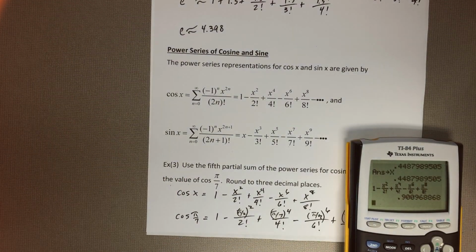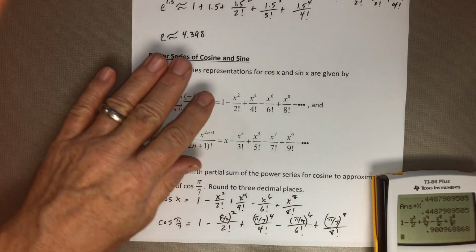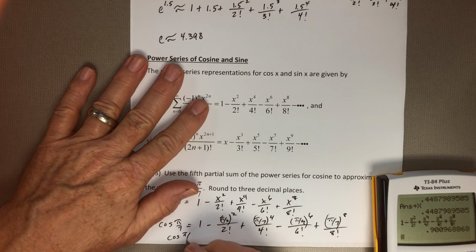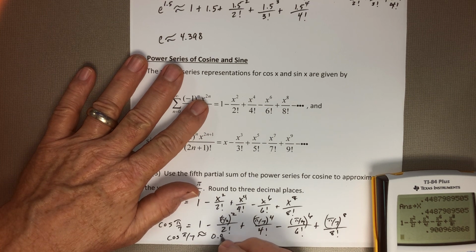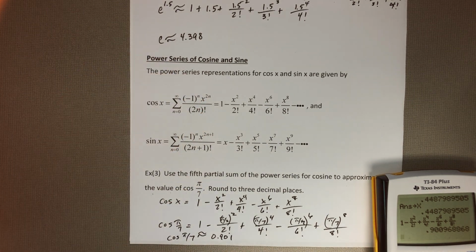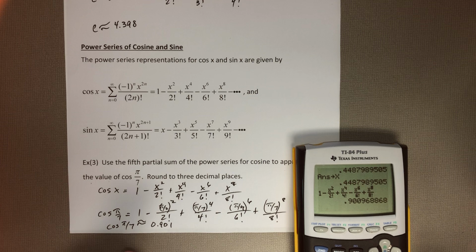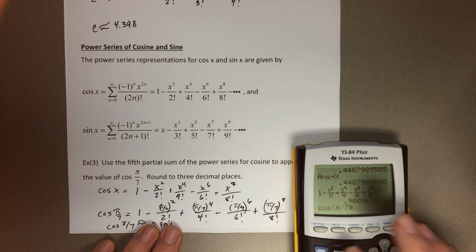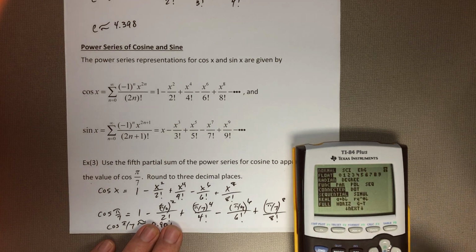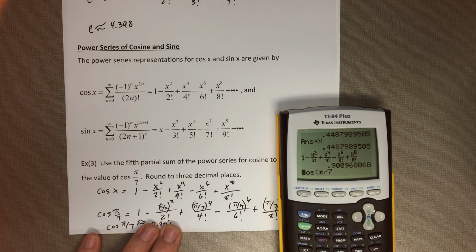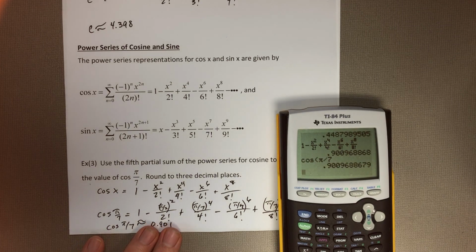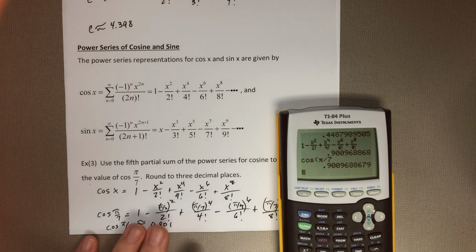All right, so the cosine of pi over 7 would be approximately 0.901, using the fifth partial sum, 1, 2, 3, 4, 5. Okay, now, by the way, your calculator does that internally when you type it in. Now, let's see, if you were to type in the cosine of pi divided by 7, let's make sure we're in radians mode, which I am, okay? All right, because I didn't want to show you something that wasn't correct. When you hit enter, it should be close to 0.901, which it is, okay?